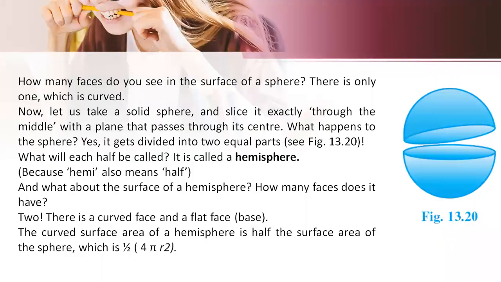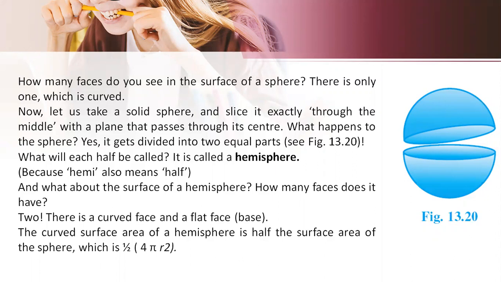Now, the question is, how many faces do you see in the sphere? So the answer, what we say is 1, but it has 2 surfaces. One is the outer surface and the other one is the inner surface.